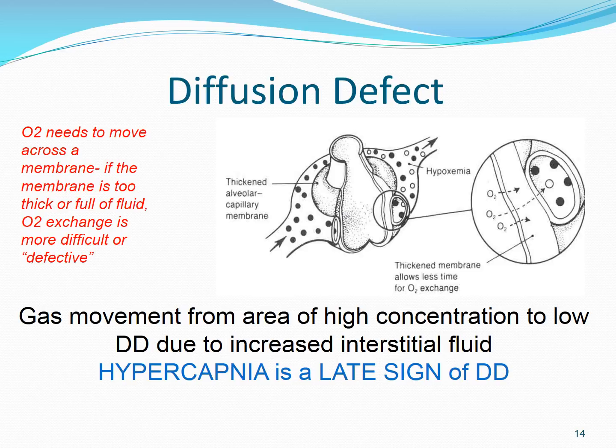So the oxygen, like it says here, needs to move across the membrane, needs to pass that membrane. But if it's too thick, like if somebody has fibrosis, or if there's too much fluid, like our patient with left-sided heart failure and fluid backing up into the lungs, and we have pulmonary edema, then we can't exchange oxygen as well, and it's defective. Somebody who has a diffusion defect and who has had it for a long time will have hypercapnia, or high CO2, and that's more of a late sign of diffusion defect.